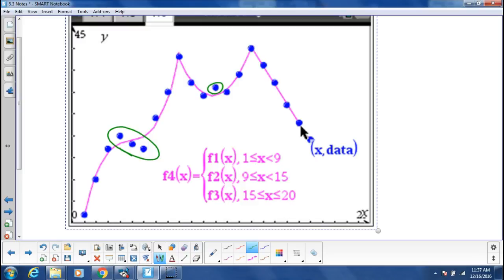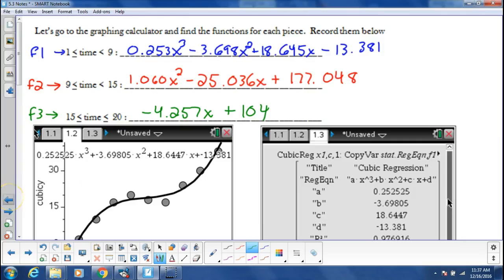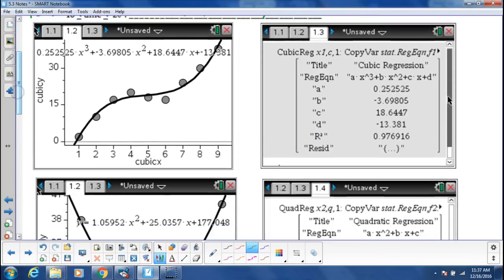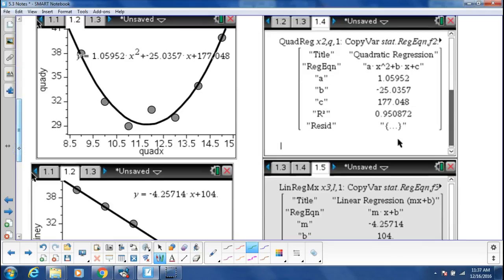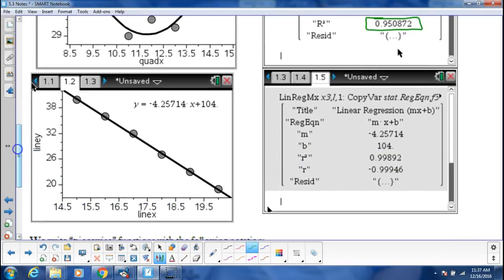Granted, you can't do a coefficient of determination on a piecewise function. But if you look at it, we can go back here and say, all right, our cubic was 0.9769. Our quadratic, the worst one, was 0.95. And our linear was, oh, look at that, pretty good, 0.998, right? So we got fairly close. You know what I mean?